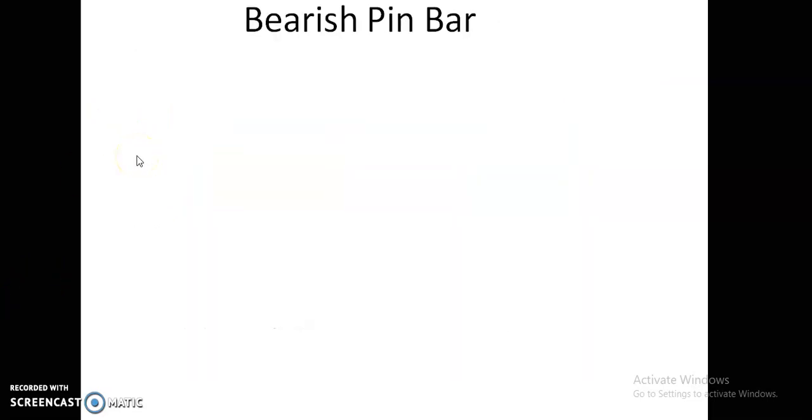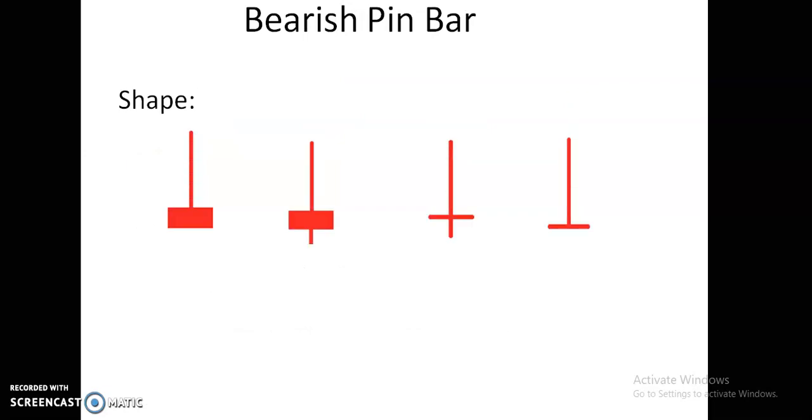Next, the bearish pin bar. It is the opposite of the bullish pin bar. Same here, there are 4 types of pin bar. Remember, the color doesn't matter, we need the shape. So we see this is the open, high, and this is the close, and they form this type of shape. Most people say hammer pattern.